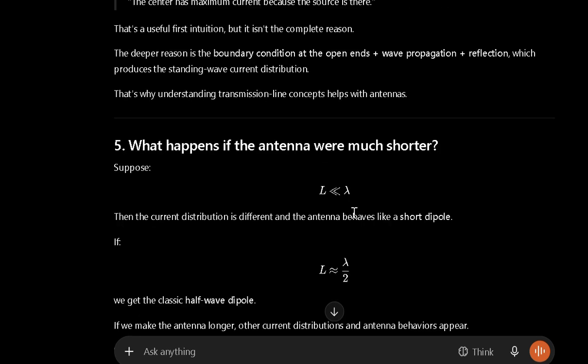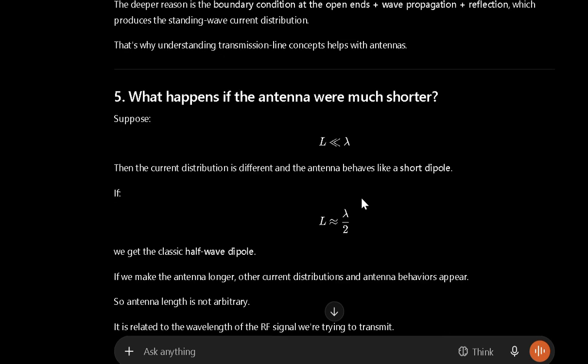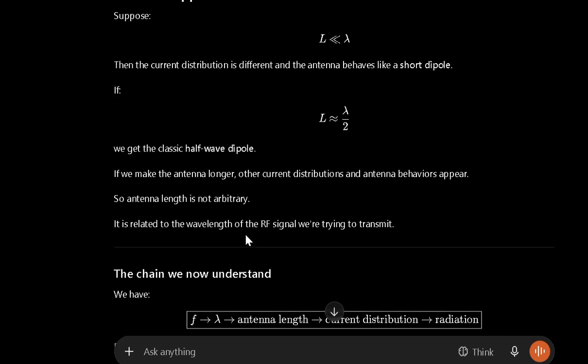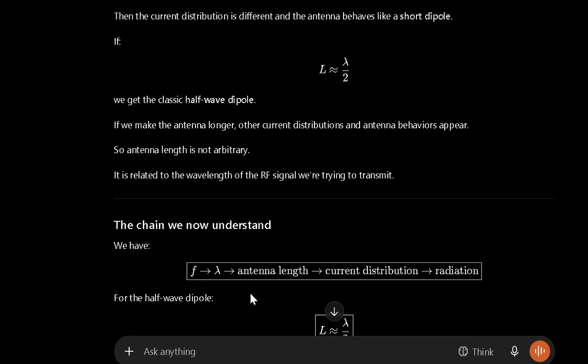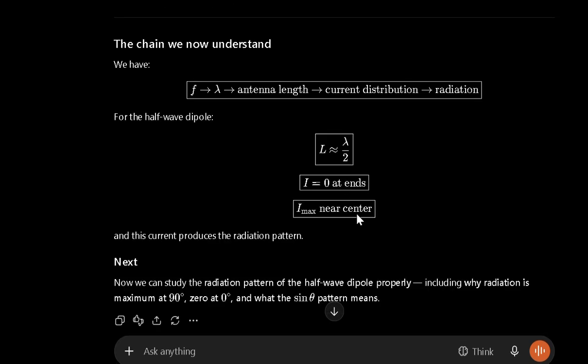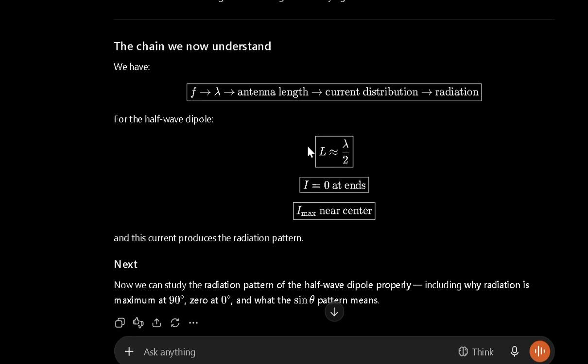What happens if the antenna were shorter? Suppose L is less than lambda by 2, then the current distribution is different and the antenna behaves like a short dipole. If L equals lambda by 2, we get the classic half-wave dipole. If you make the antenna longer, the current distribution in the antenna changes again. The antenna length is not arbitrary. It is related to the wavelength of the wave it is trying to transmit. So now we understand why the current is zero at the ends and why it is maximum at the center, and why L equals lambda by 2.